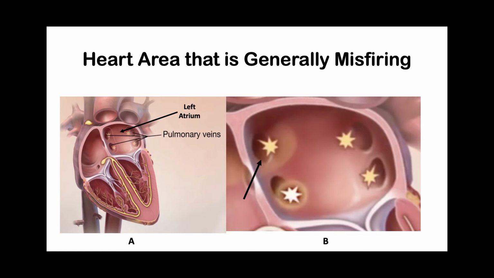This slide shows the area of the heart that is generally misfiring, resulting in the presentation of atrial fibrillation. The left atrium is the anatomical structure where the misfiring occurs, and that misfiring usually occurs in the cardiac tissue surrounding the pulmonary veins that are bringing oxygenated blood to the heart for eventual distribution to the rest of the body. This feature is diagrammatically presented in Panel A of this slide, and a magnification is depicted in Panel B. The yellow stars represent the cardiac misfiring cells of the heart.